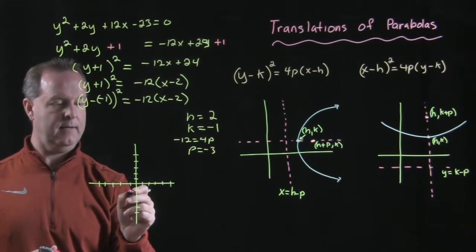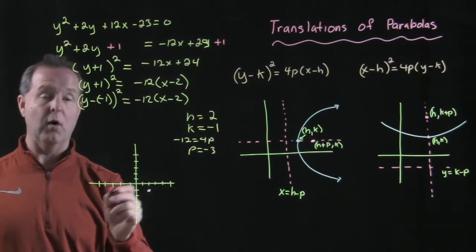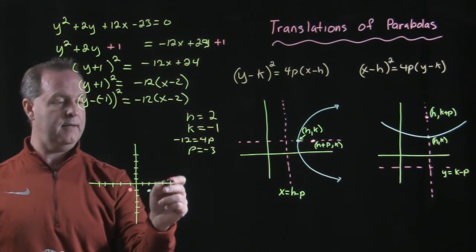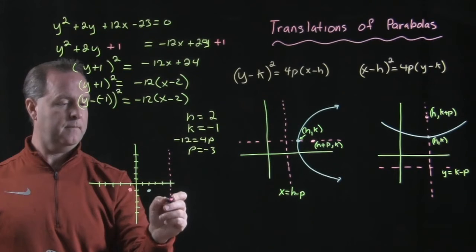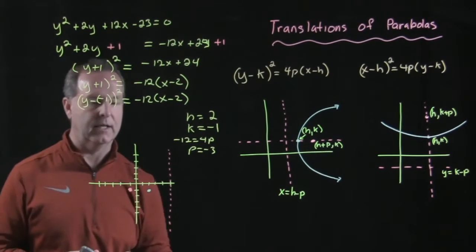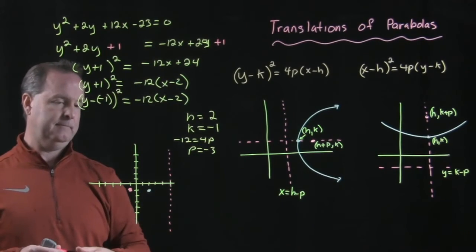1, 2, and 3. So there's the focus of my parabola, which means my directrix is 3 units on the other side. So now I know my graph opens facing towards the left.